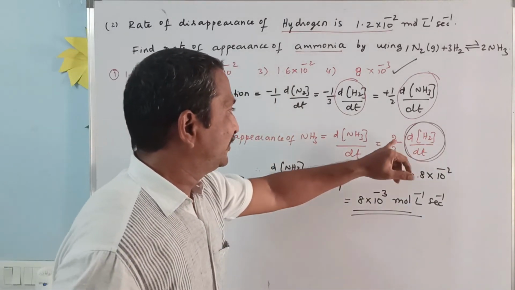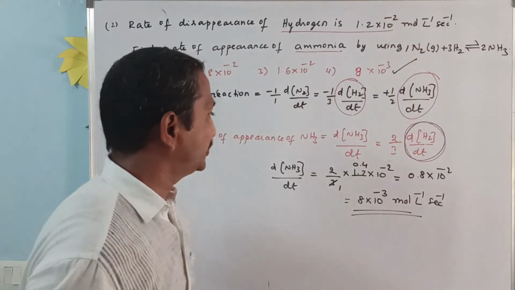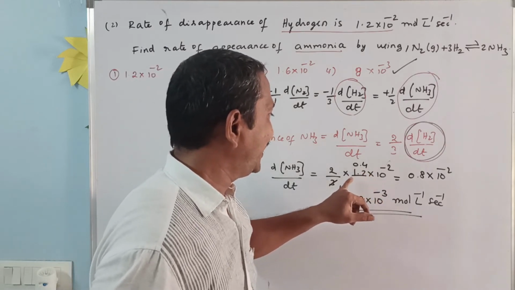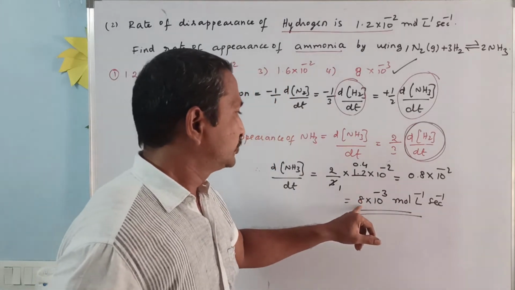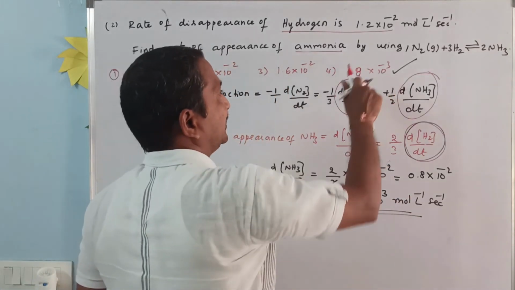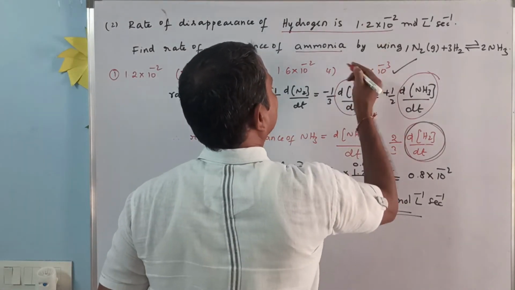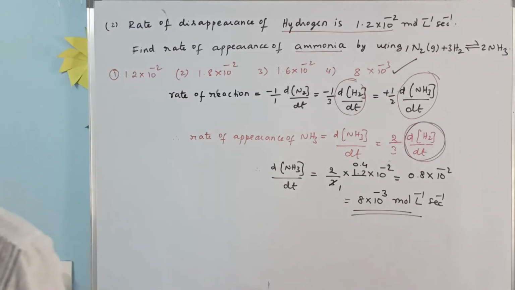Okay, 2 by 3. d of H2 by dt is given. How much? 1.2 into 10 power minus 2. 3 ones are 3, 3 0.4s are, 2 into 0.4, 0.8 into 10 power minus 2. So 8 into 10 power minus 3. This is the answer. See this one, this is 8 into 10 power minus 3. Clear all of you? Note down fast.